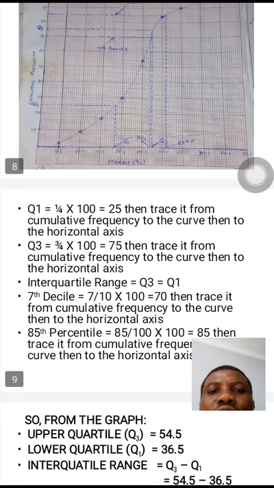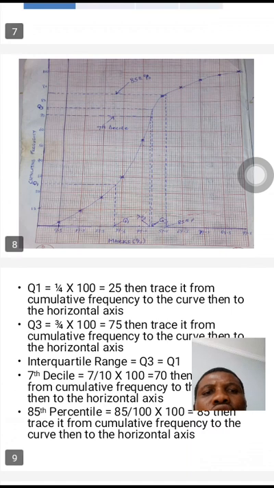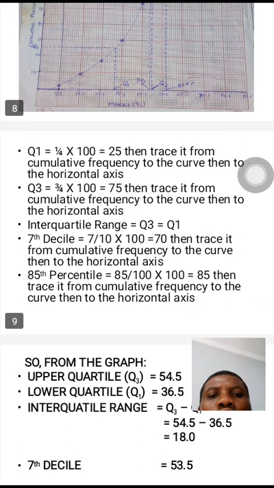Now, for Q3, which is also called the upper quartile, we find 3 over 4 times 100, which will give us 75. Then you look at where we have 75 on our cumulative frequency. You draw a straight line to the curve, and from the curve down to the horizontal axis. That's exactly how to get our Q3, which is the upper quartile.